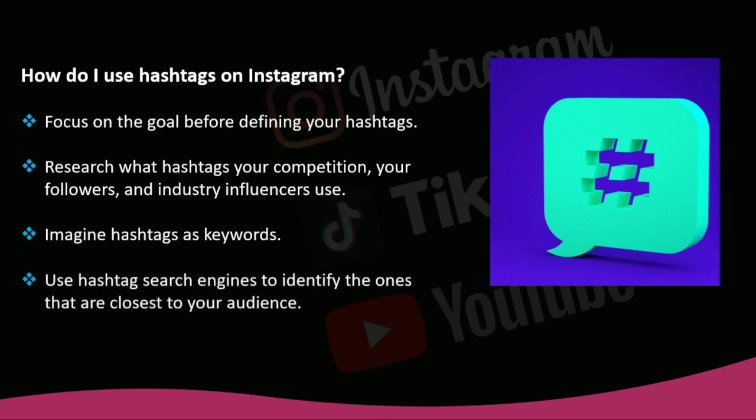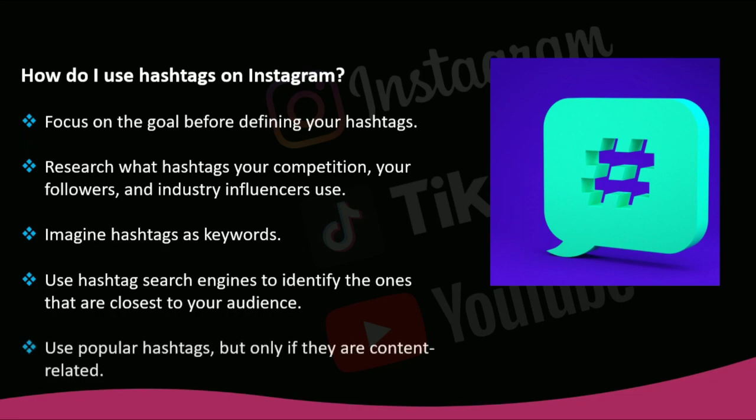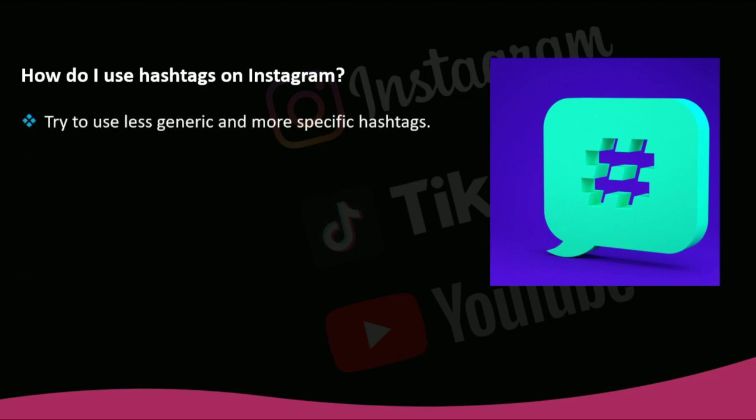Use hashtag search engines to identify the ones that are closest to your audience. Use popular hashtags, but only if they are content related. If not, your followers will be disappointed and will stop following you. For instance, hashtag love is among the most effective hashtags on Instagram, but it wouldn't make much sense to use it in posts that don't relate to love. Try to use less generic and more specific hashtags. You can segment your content using hashtags that are related only to you.